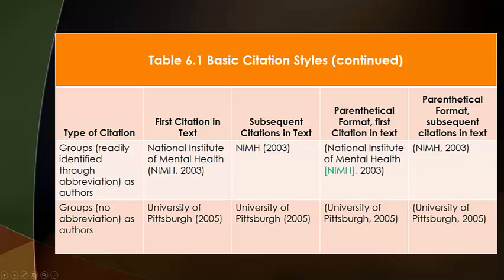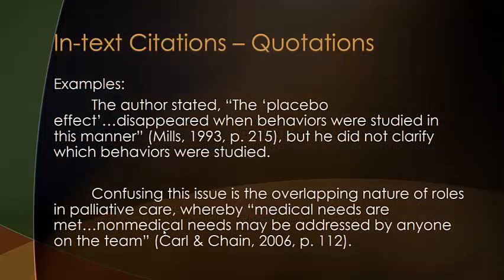And the last one here deals with groups as authors, and so these are readily identified through their abbreviations, and you can see how we do that. The National Institute of Mental Health, and then we just put NIMH in parentheses, 2003, and everything after that. When we use parenthetical citation, we again spell out National Institute of Mental Health, and then in brackets put NIMH, and then everything after that is in parentheses. Groups with no abbreviations as authors, you can see how this is done as a university. So that's the basic idea. This is a chart right out of your APA book, Chapter 6, Section 1.